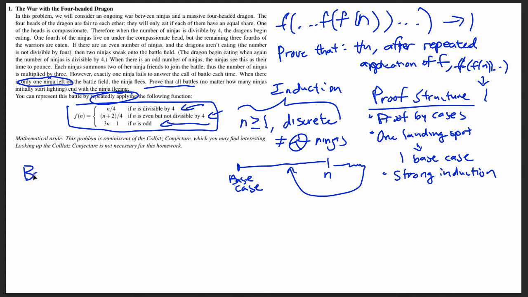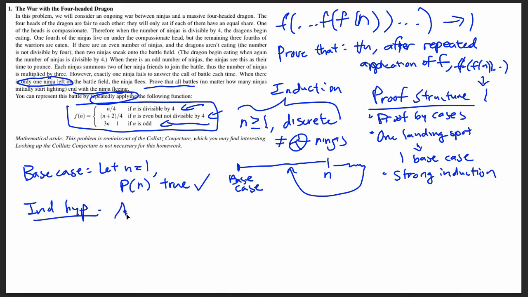So let's start with the base case, and this is simple enough. We just say let n equal 1. Since we're already at 1, then we're done. So the proposition of n is true. Excellent. So, inductive hypothesis. Assume that for all k between 1 and n, P of k is true. This is important.